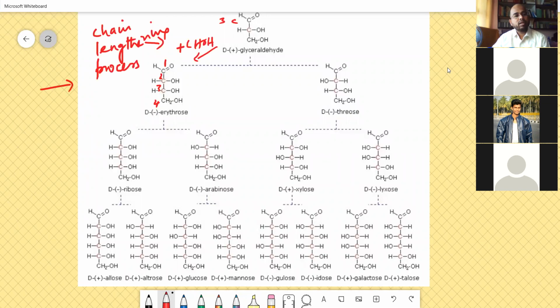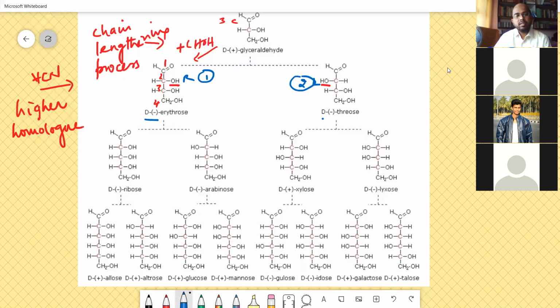Preparation of a higher homologue. I already explained how a higher homologue is obtained using HCN in the first 2 or 3 classes itself. So you can see that there is an introduction of a carbon atom, which is going to give an isomer in which OH is on the right and OH is on the left. Okay, so here it is on the right, here it is on the left. So you get isomer 1, you get isomer 2, and that is D minus, and this one is D minus.